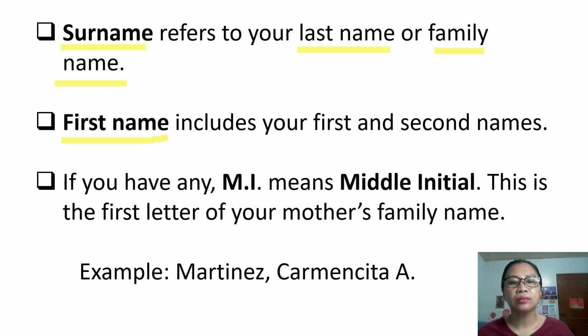Usually, you have one or two or three names given to you by your parents. So you have to include that also in your form.